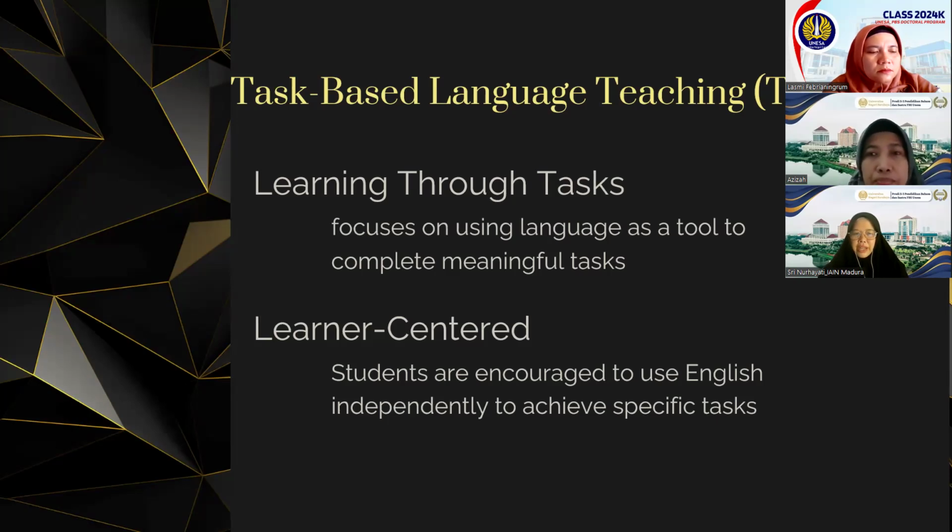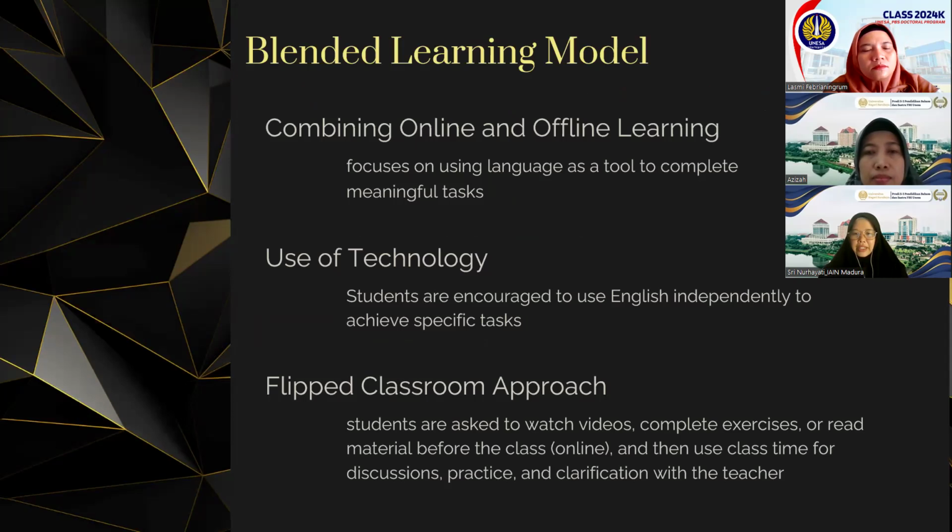Okay, the next is the blended learning model. The characteristic is combining online and offline learning. And then the second one, the use of technology, where students are encouraged to use English independently to achieve specific tasks. And the last one is the flipped classroom approach. In the flipped classroom approach, students are asked to watch videos, complete exercises, or read material before the class, done online, and then use class time for discussions, practice, and clarifications with the teacher.